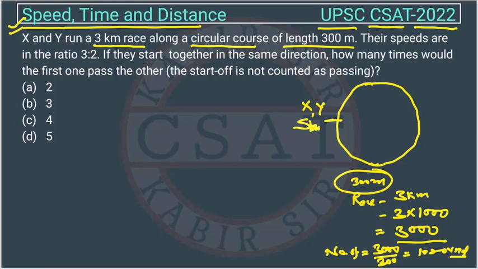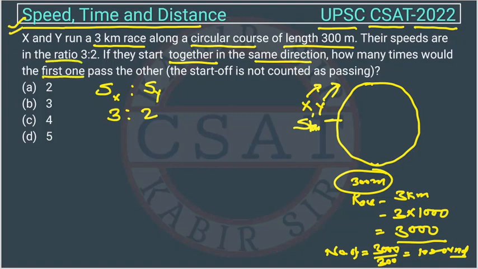Now their speeds are given: the speeds of X and Y are in the ratio of 3:2. If they start together in the same direction, so they are both going in the same direction, right? How many times would the first one, meaning X, pass the other, right? The start-off is not counted as passing, right?